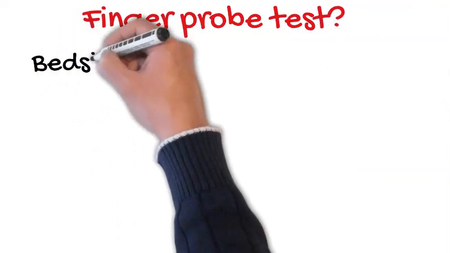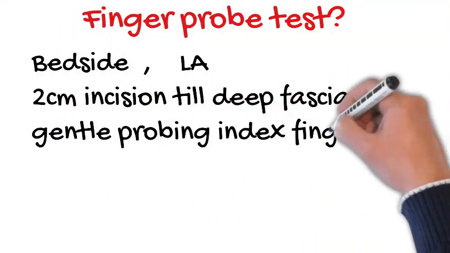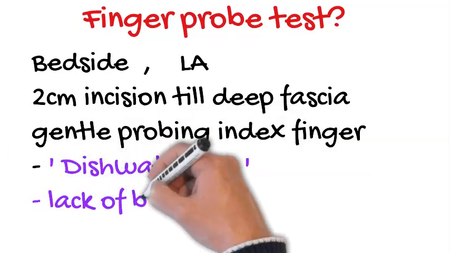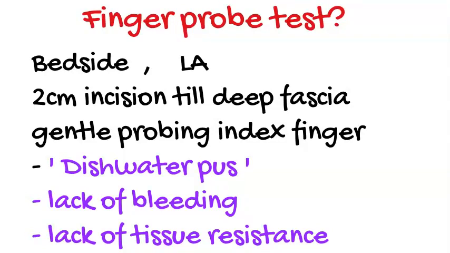We can do a finger probe test. It is a bedside procedure performed under local anesthesia by which a 2 cm incision is made down to the deep fascia. And then gentle probing with the index finger is applied. The presence of characteristic dishwater pus along with the lack of bleeding and lack of tissue resistance to blunt finger dissection are the findings correlated with necrotizing fasciitis.